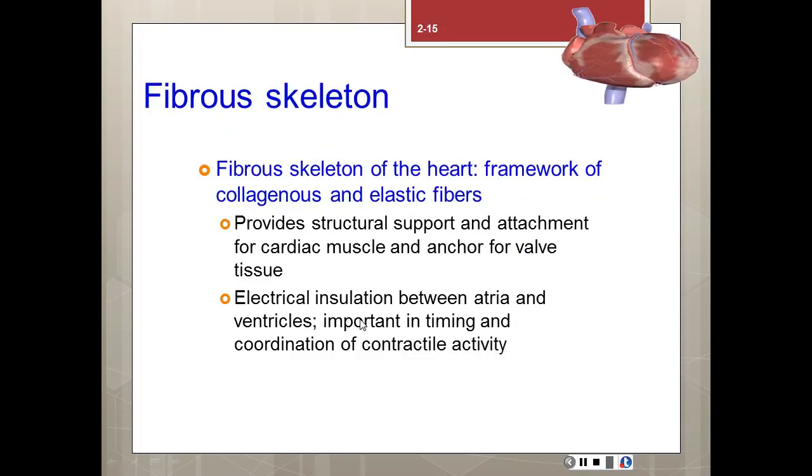So the heart has a framework of collagenous and elastic fibers that make up the fibrous skeleton. This tissue is especially concentrated in the walls between the heart chambers, in fibrous rings around the valves, and in sheets of tissue that interconnect these rings.